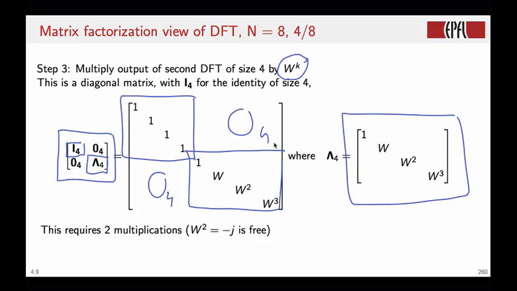This requires 2 complex multiplications. Why? It's this multiplication here, this one. W squared is actually equal to minus j, and this doesn't require complex operations, it just requires interchanging real and imaginary part. So far we have 16 additions, 2 multiplications.